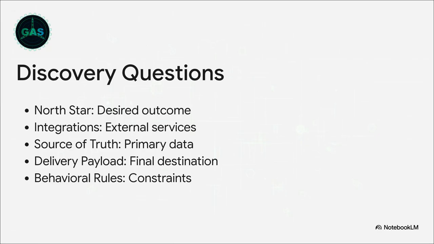Second, what integrations are we connecting to? Third, where is the source of truth? Meaning, where does the primary data actually live? Then fourth, what's the delivery payload, or final destination? And finally, what are the strict behavioral rules the system absolutely must follow? Nailing this down right off the bat prevents incredibly costly mistakes later on. Most importantly, it stops context rot. If you've built with AI, you know this. It's that absolute nightmare scenario where the AI just randomly forgets its original purpose halfway through a complex build.